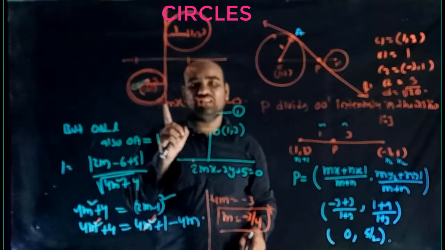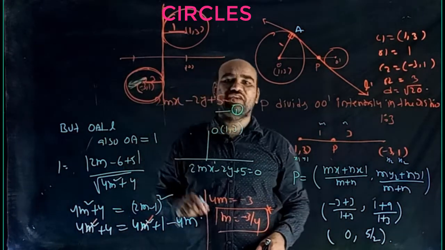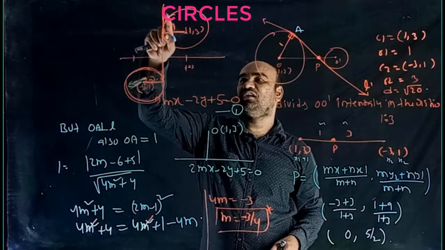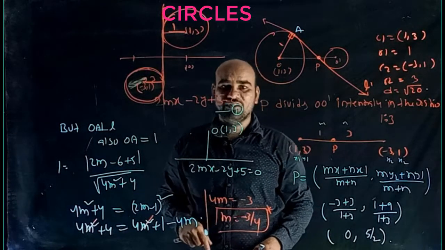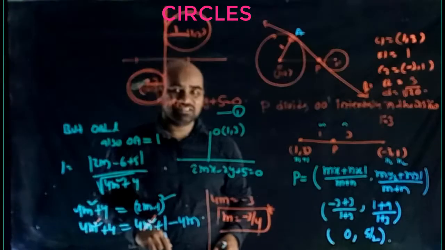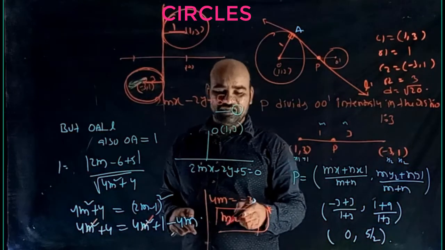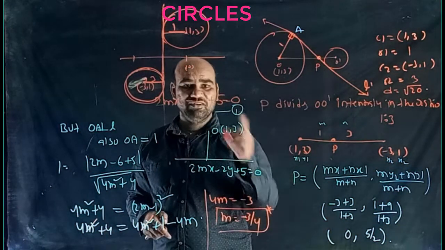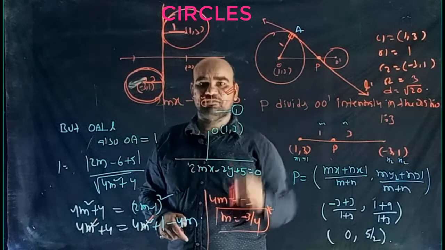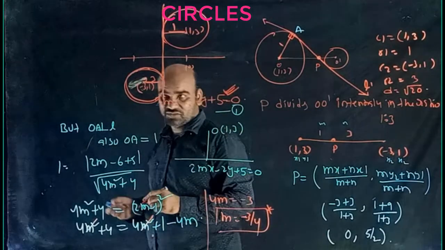Another tangent is vertical, and that is the y-axis. You know that the equation of the y-axis is x = 0. One of the transversal common tangents is x = 0. Another tangent we get by substituting m = -3/4 in equation number 1. That's why this is an important problem.